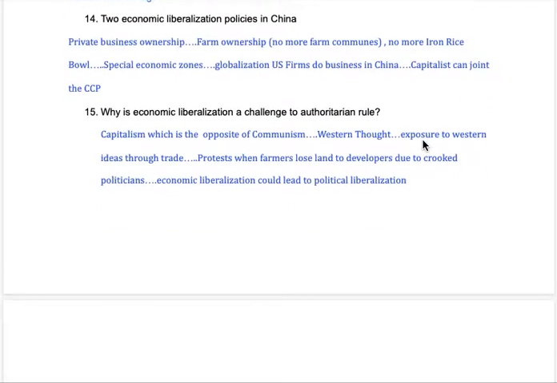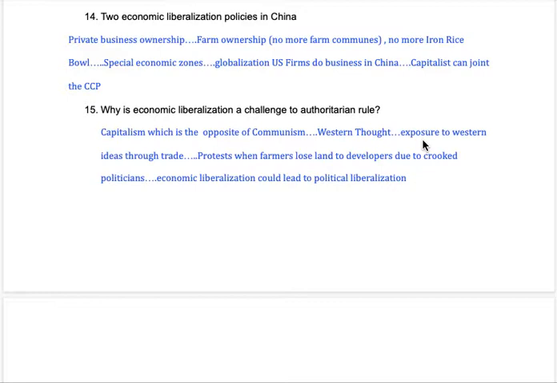Two economic liberalization policies in China: private business ownership, farm ownership, things like that. When they open up the economy, there's no more iron rice bowl, the idea that everything is provided for you by the government, jobs, healthcare, everything. They also create special economic zones to open up the market, special areas within China so that industry and businesses from outside the country can operate. So with globalization, U.S. firms now do business in China. That's how the globalization piece is connected.